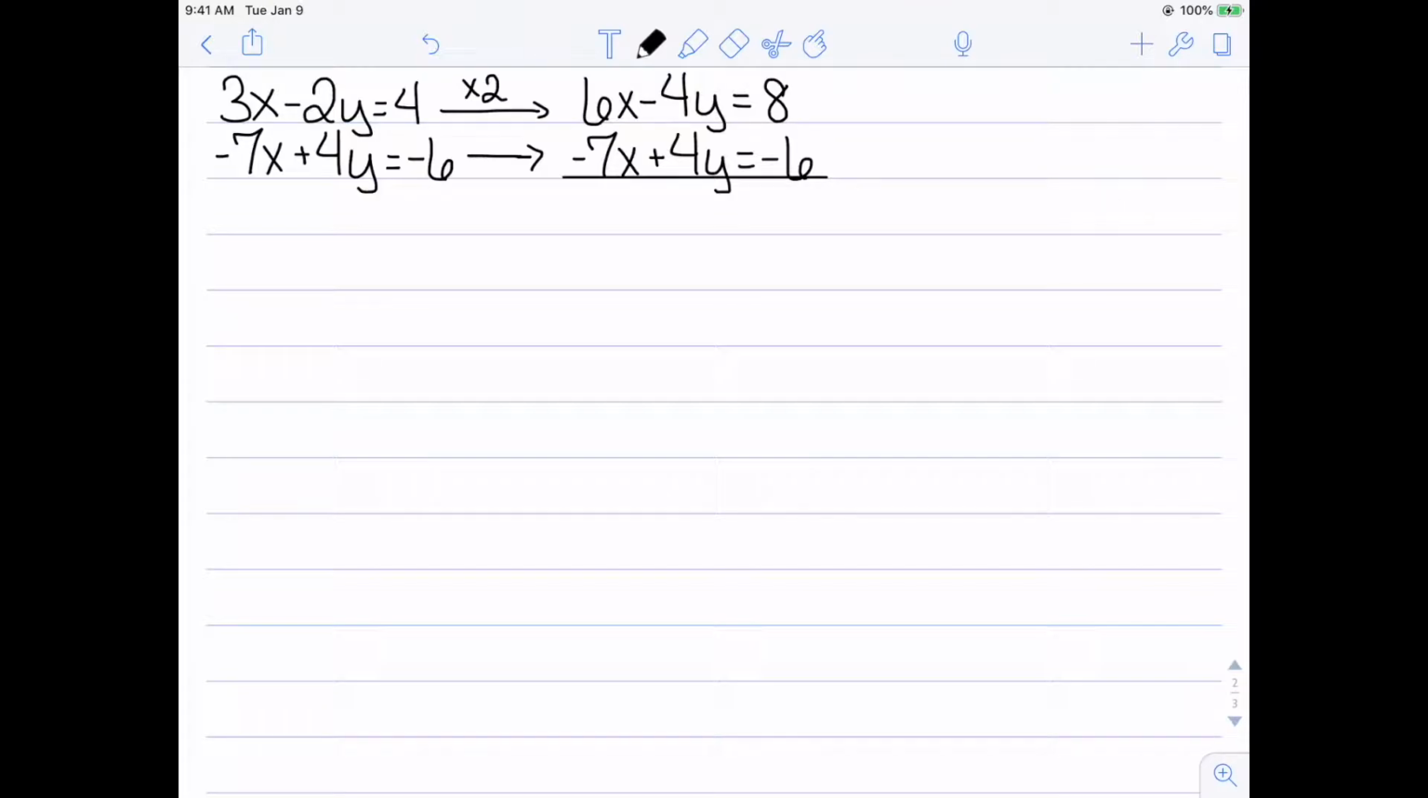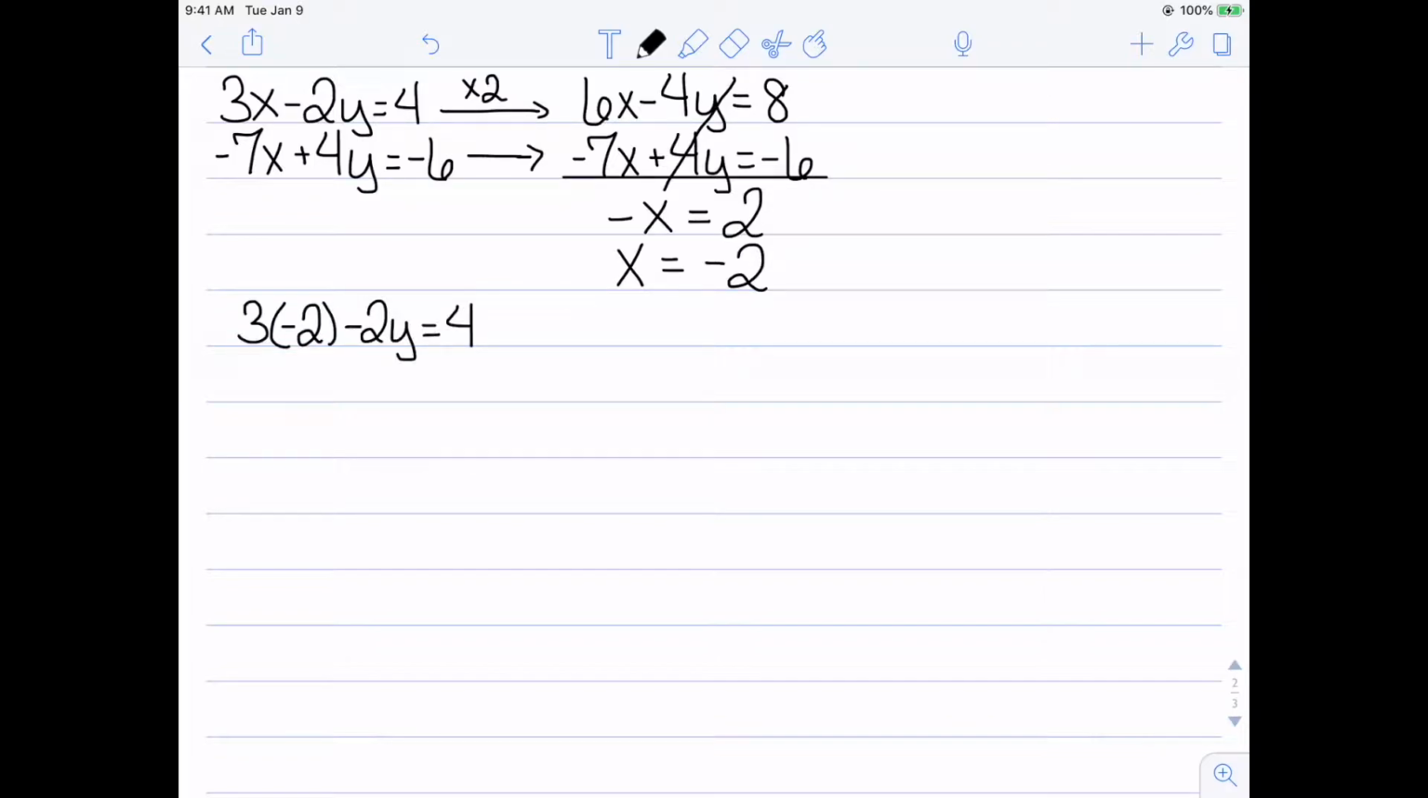And now that I've adjusted, I can add these two equations, and I can see that my y term is going to cancel. On the left-hand side, 6x minus 7x is negative x, and on the right-hand side, I have 8 minus 6, which is 2. Dividing both sides by negative 1 gives us that x is equal to negative 2. Now that I have that, I can substitute it back into one of my original equations. And I'm going to use my first equation.